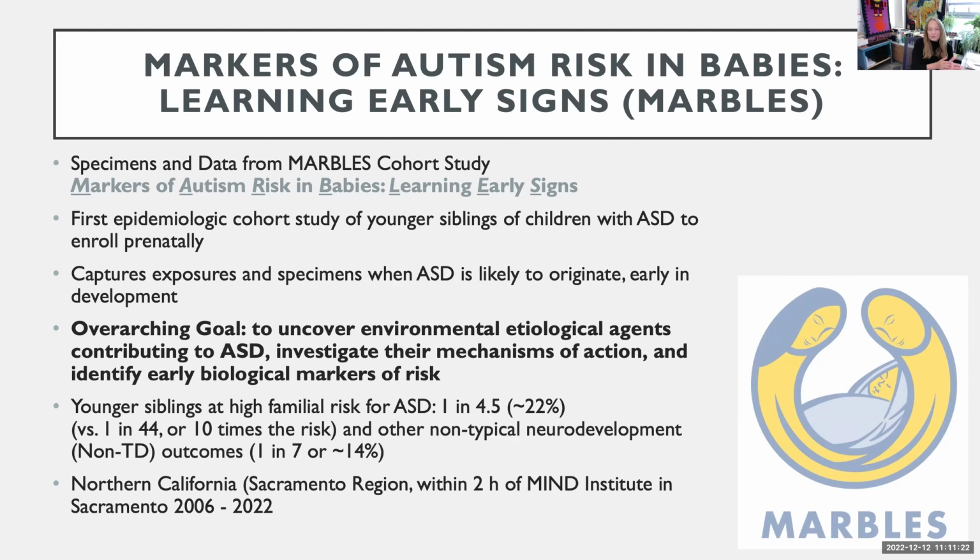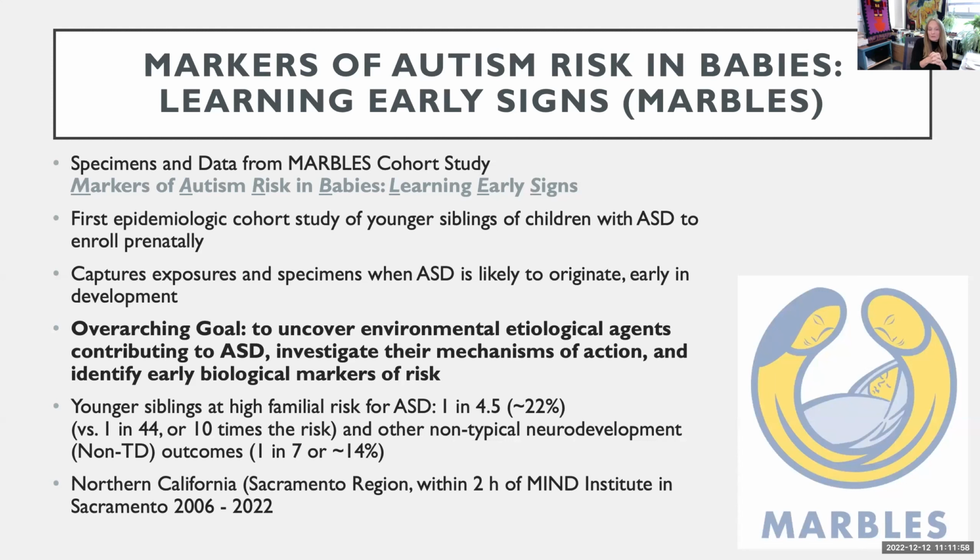This is the first epidemiologic cohort study of younger siblings of children with autism, and we enroll the mothers prenatally. The idea is to capture exposures and specimens when ASD is likely to originate, early in development. The overarching goal of MARBLE is to uncover environmental and etiological agents contributing to autism, investigate their mechanisms of action, and identify early biological markers of risk.